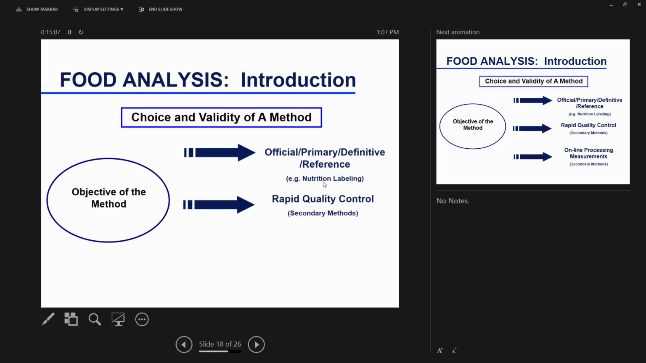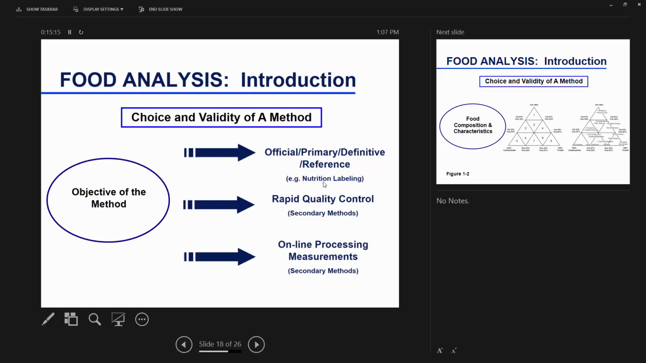However, when you're wanting a rapid quality control method, you just want to determine acidity, for example, really quick during processing, especially online. You want to see you're extracting fat. You want to determine if the meal has less than 2% fat, you have achieved the extraction of fat. So you want something really quick.